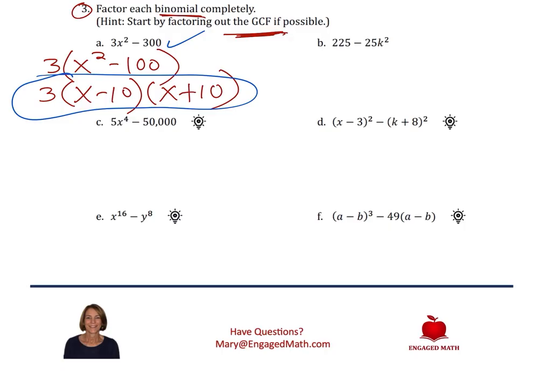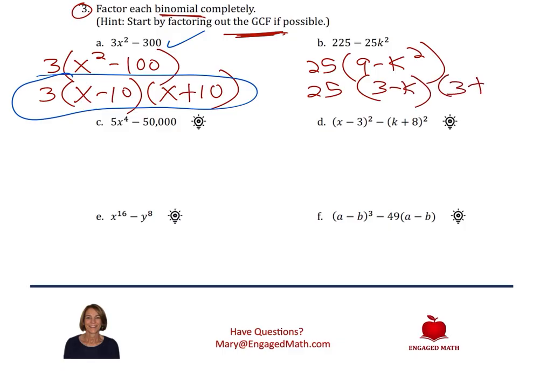Okay, the next one, 25 is our GCF, so we have 25 times 9 minus k squared. So we leave the 25, we have to rewrite that, and we have 3 minus k and 3 plus k. And we are done. Let's circle that one as well so you can see the final answer.